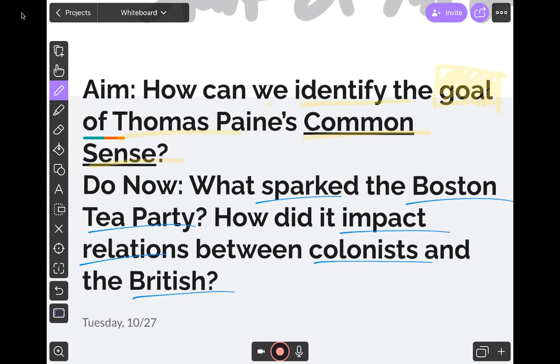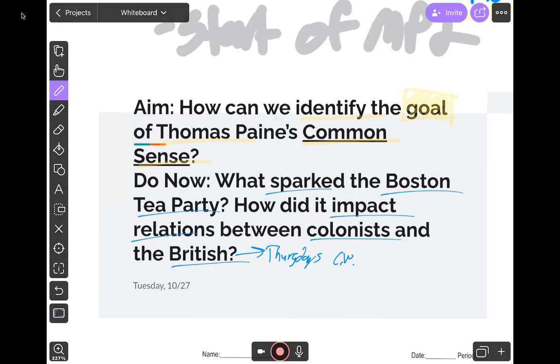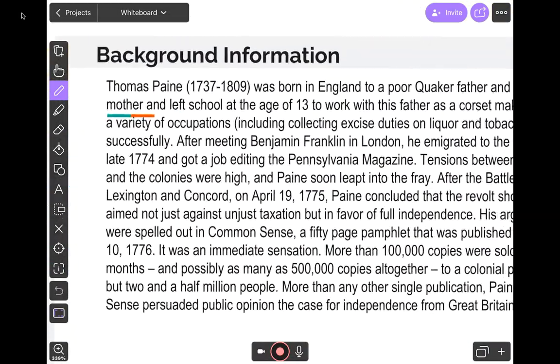So once again, this goes back to Thursday's classwork, which focused on the Boston Tea Party and the events that led to it. And then you were classifying that event as either activism or vandalism in your eyes. So look back on that classwork and respond to the Do Now, and then we'll pick up with some historical context to get us going.